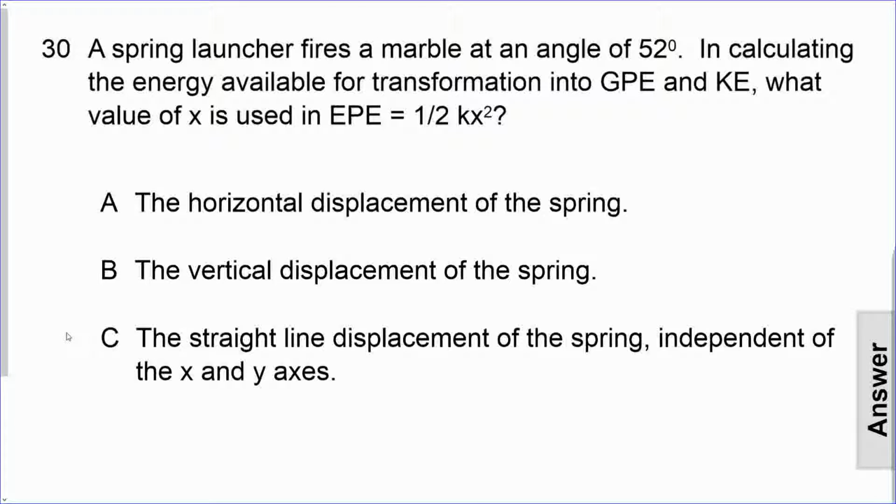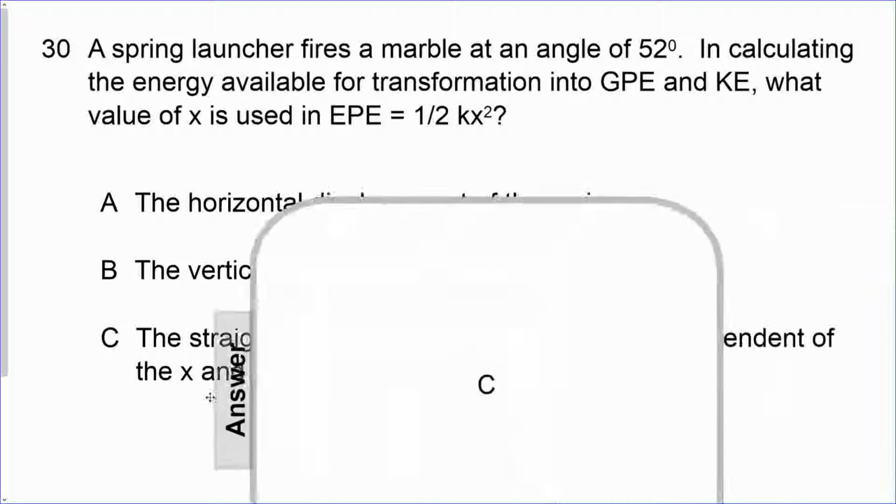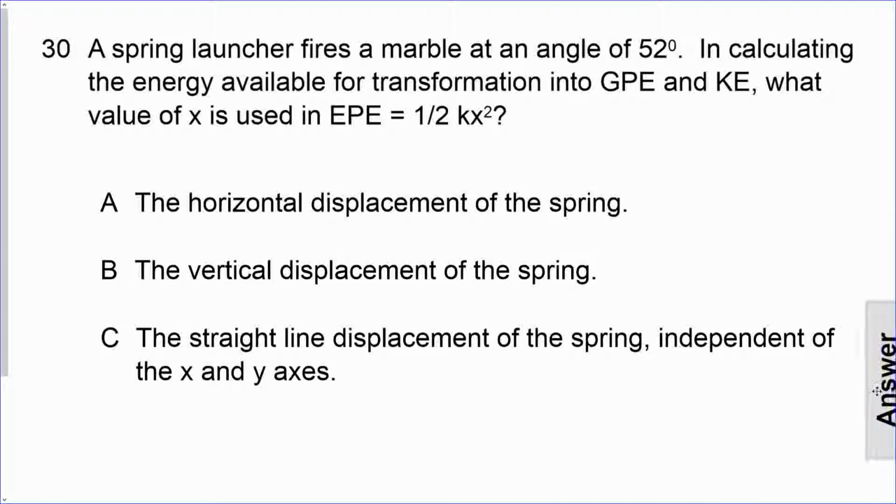A spring launcher fires a marble at an angle of 52 degrees. In calculating the energy available for transformation into gravitational potential energy and kinetic energy, what value of x is used in the spring potential energy equation 1/2 kx squared? Pause the video now and choose your answer. Let's see if you chose the correct answer. The answer should be C. The straight line displacement of the spring. Remember, this is independent of x and y when talking about kinetic energy.